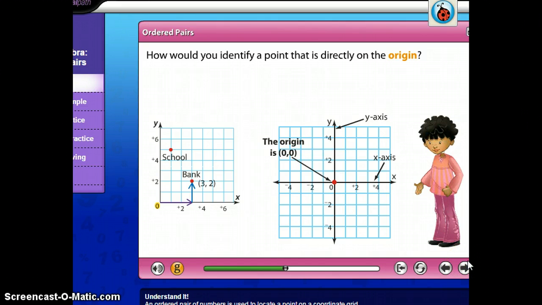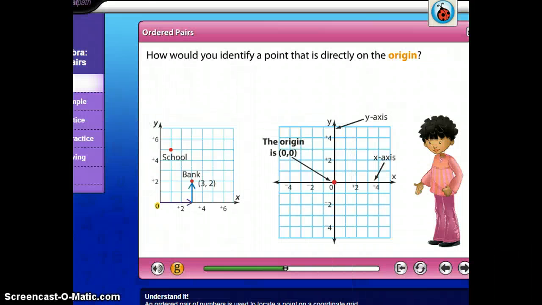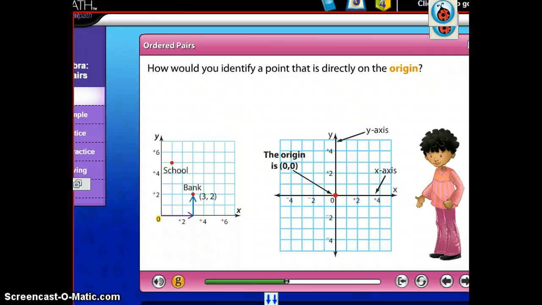Can you have points with negative numbers? Yes, you can. If I decide to put a point right here, x comes first, it would be at -2. Then I'm going down to -2. (-2, -2) would be my ordered pair.